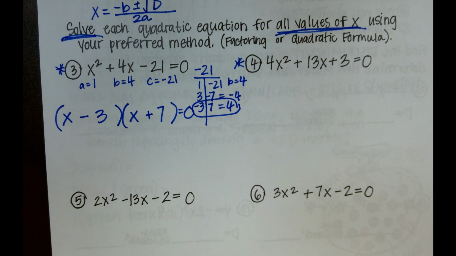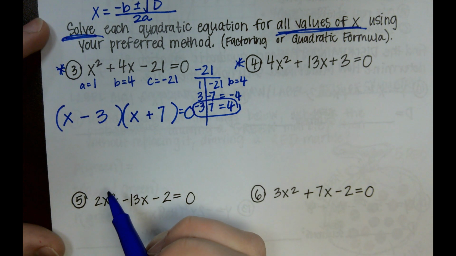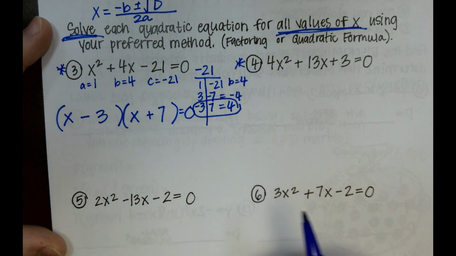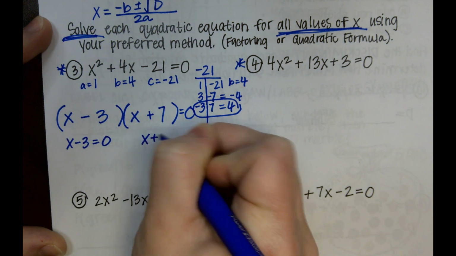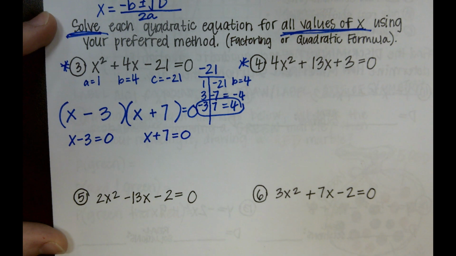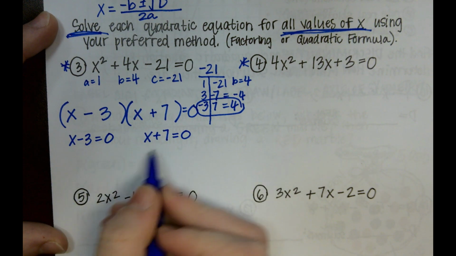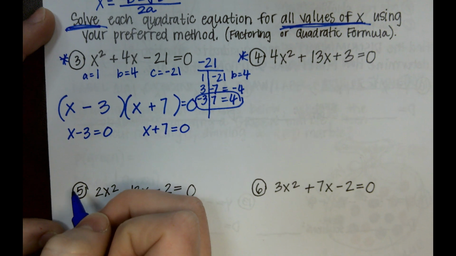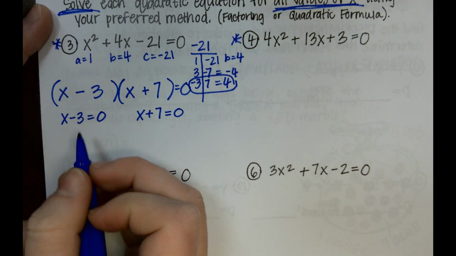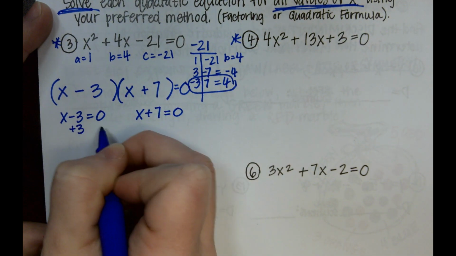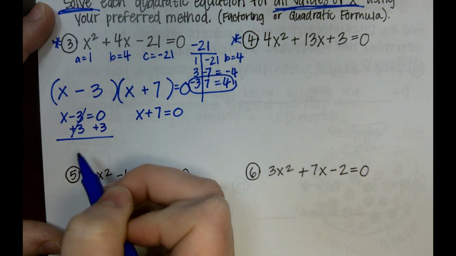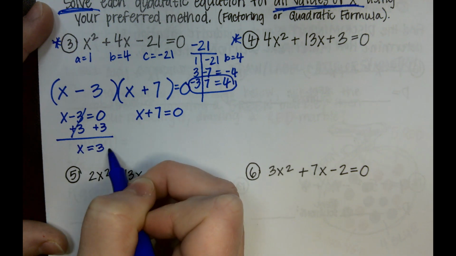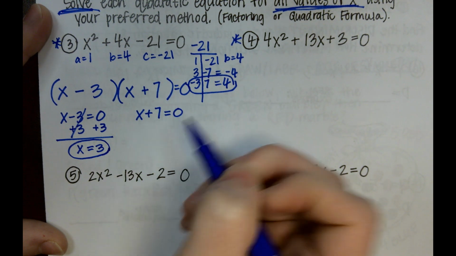How do I solve for the values of x now? Yes, 2 equations. We're going to set both of these equal to 0: x minus 3 equals 0, and x plus 7 equals 0. To solve these, we do the opposite operation. To get rid of minus 3, add 3 to both sides. My 3's cancel, so I get x equals 3. And guys, slow me down if I'm going too fast. I don't want to go too quick for you.